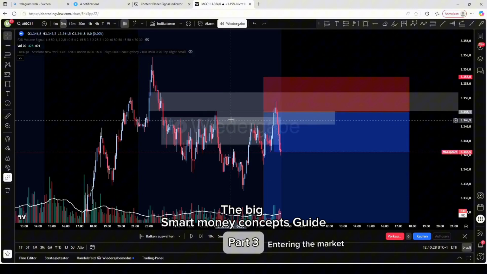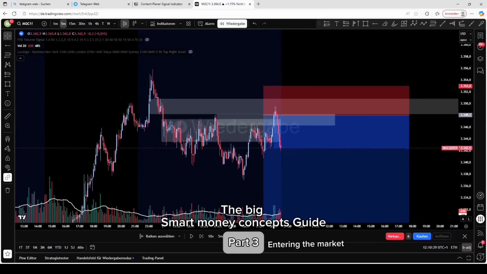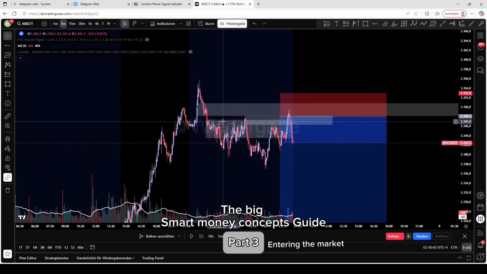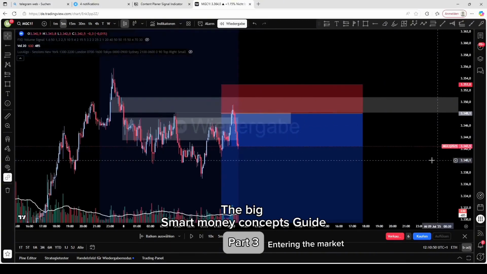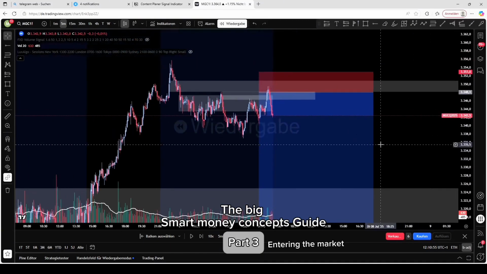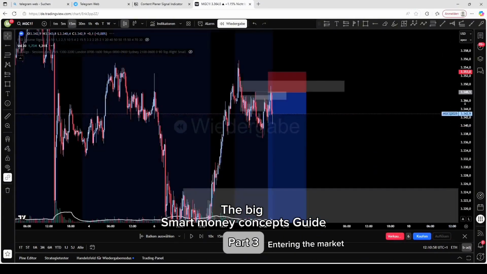Why is that? Because here are the big money makers like the banks. They want to exit the market right here. Why? Because now they have generated enough liquidity to fill their own orders. And that's why so often you see after a liquidity sweep right here that the volume is kicking in and the trade is going in the right direction with lots of volume. So let's see how this whole thing is going to play out.